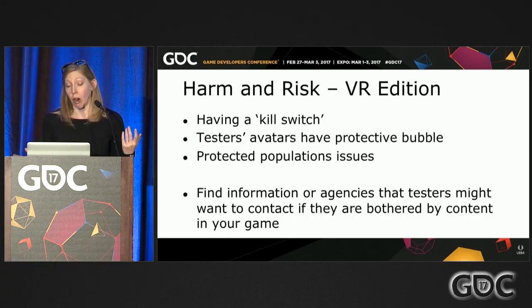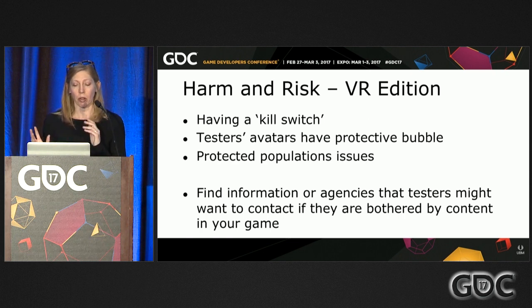Now, if I were doing a VR version of this, and this is just gathered from research, from playtesting groups who are working with VR now, you would want a kill switch so that everything quickly turns off, so that people, if they're uncomfortable and upset, can get out of the situation. Especially with VR, because there are so many parts involved. It's not just as simple as taking your hand off the mouse, right?